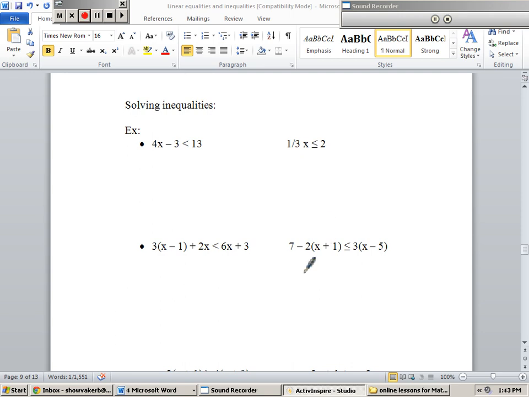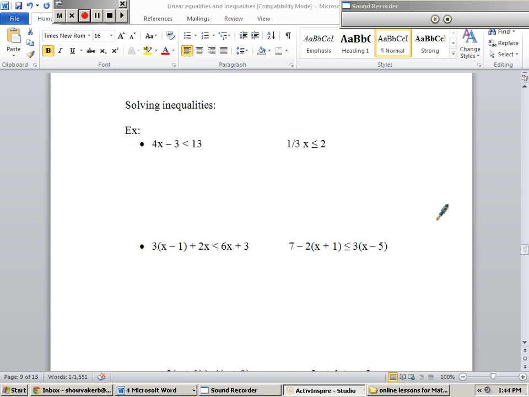Distribute. 7 minus 2x minus 2 is less than or equal to 3x minus 15. Combine like terms. 5 minus 2x is less than or equal to 3x minus 15. Move my 3x over. Move my 5 over. Negative 5x is less than or equal to negative 20. Divide by negative 5. X is greater than or equal to 4. I must switch the sign due to the fact that I divided by a negative 5.